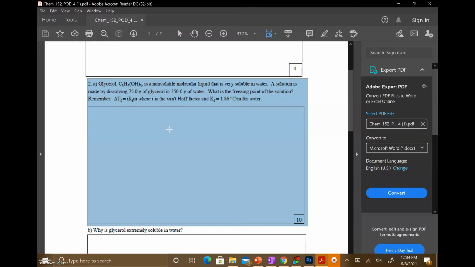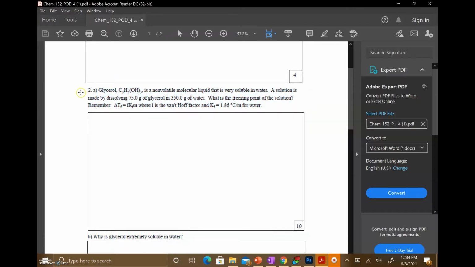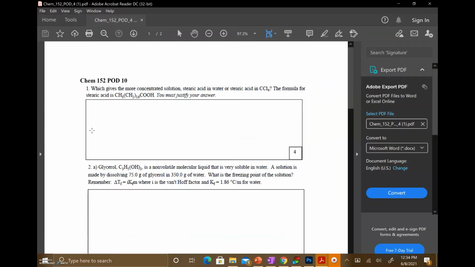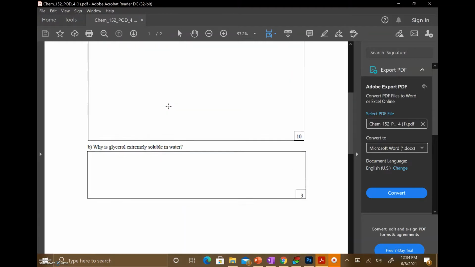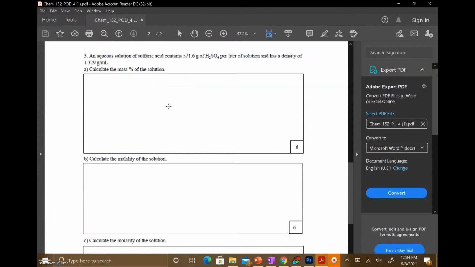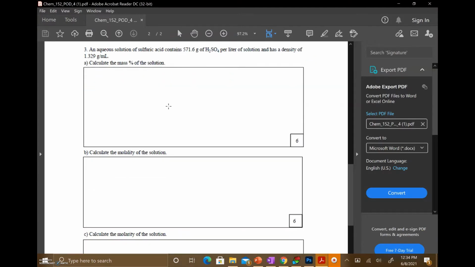Hello, everyone. So, there's a couple problems that we're going to work on today. And for those that are curious that are taking the course, this is POD 10. The problems that we're going to be focusing on are 2A, which is dealing with colligative properties specifically, and then the second problem will be involving concentration units, which is problem 3 here.